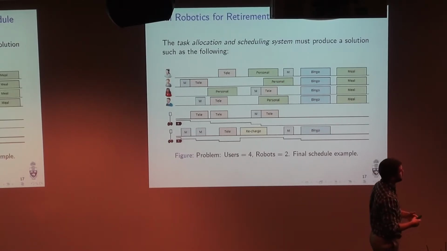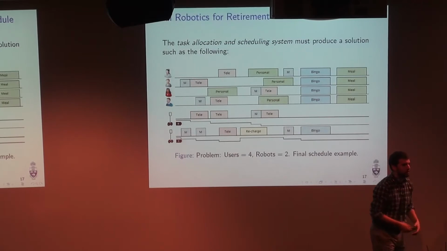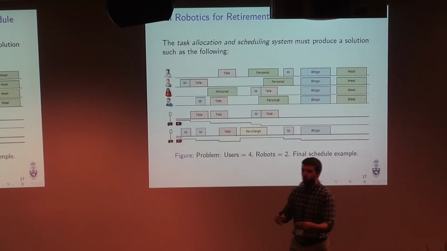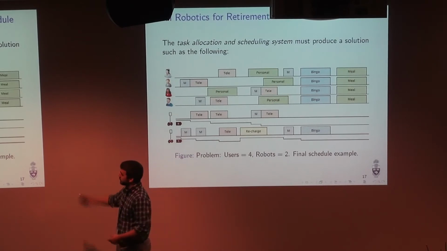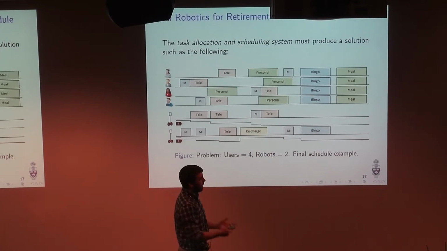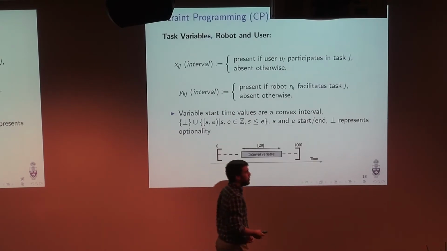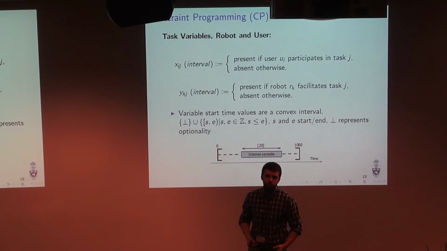And you'll note that for each task on a user schedule, we have a corresponding task on one of the robot schedules, and only a single robot can facilitate a task. We can't have two robots trying to do that. And again, there are some dynamics in the energy and whatnot. So this is produced by the constraint programming formulation that we came up with, and now we're going to get into that detail.